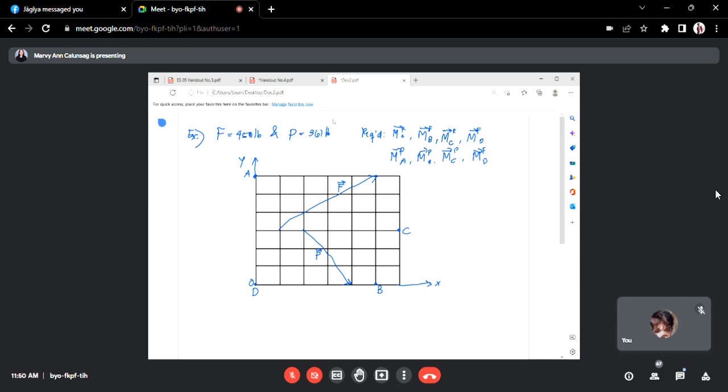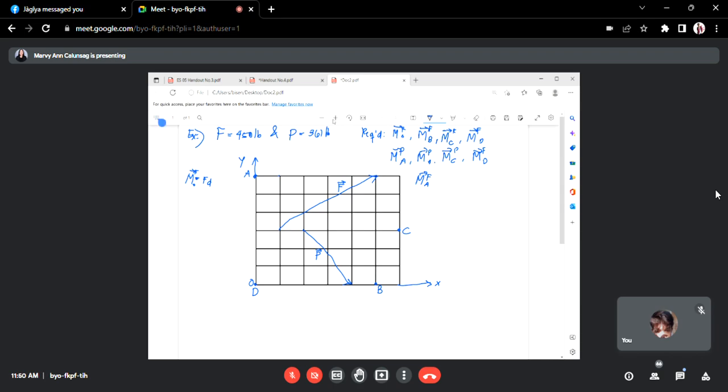Okay. So from the scalar analysis of moment of a force, the moment of a force about a certain moment center, say point O, is simply the product of the magnitude of the force and the perpendicular distance, or the moment arm. So starting with the moment of F about point A.